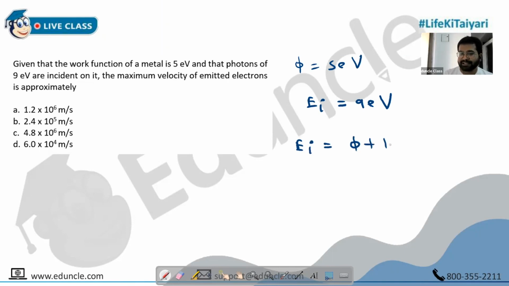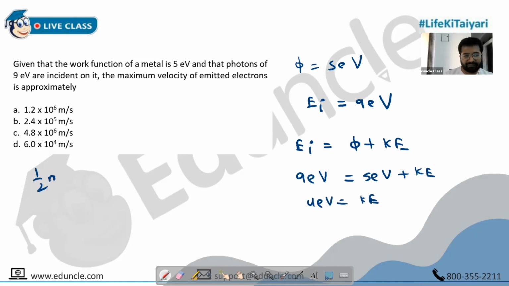That's work function plus kinetic energy. So we have 9 electron volts equals 5 electron volt plus kinetic energy. So we have 4 electron volt as kinetic energy. But what is kinetic energy? Half mv square. This is 4 electron volt.